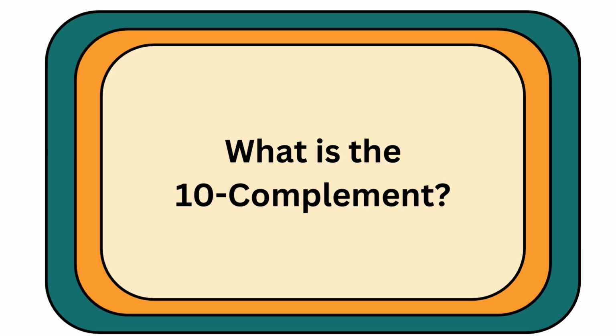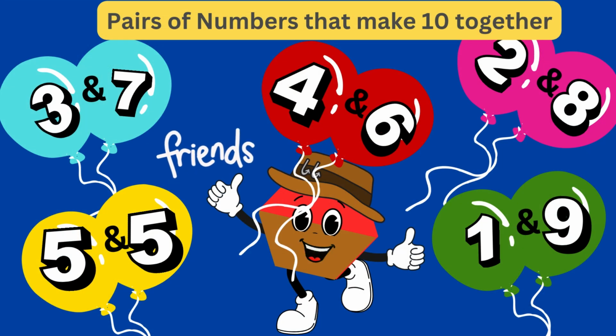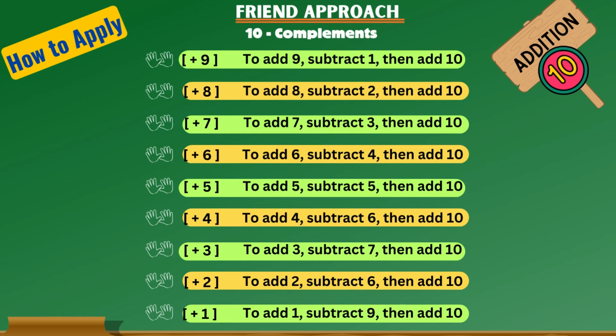What is the 10 complement? There are 5 pairs that make 10 together: 1 and 9, 2 and 8, 3 and 7, 4 and 6, and 5 and 5. Here is the formula table for addition using the 10 complement. It may seem like a lot, but if you remember the pairs that make 10 together, you'll be able to use them more quickly.